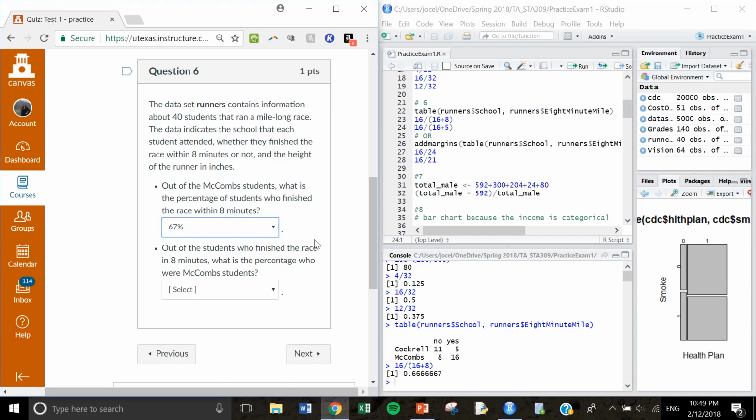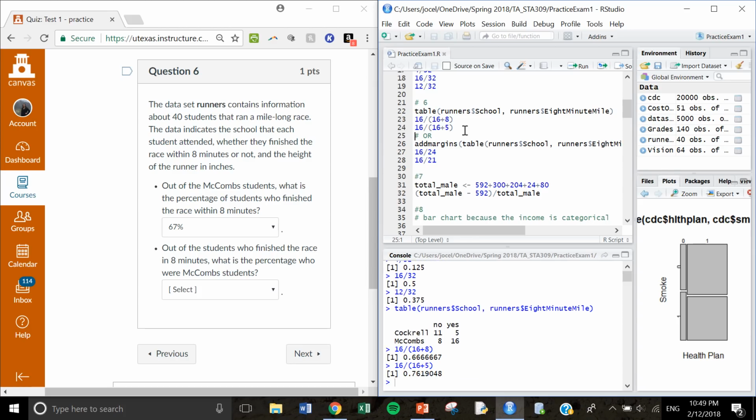And out of the students who finished the race in 8 minutes, so we're looking at all of the students that were yes, what is the percentage who were Macomb students? That's going to be 16 divided by this column total, which is 76%.